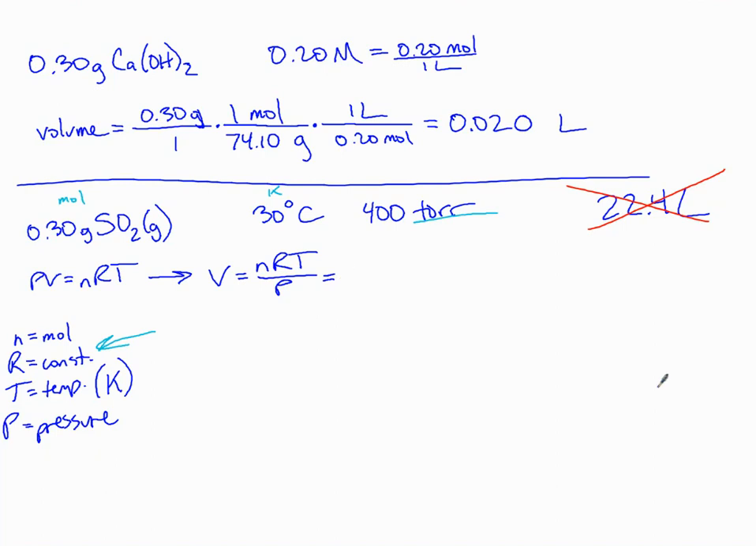You can put your calculations really however you want, but we can fit all of this into the formula. So for our section for N, for moles, we can do our 0.30 grams and change it to moles as long as we know the molar mass. So using our official AP periodic table, we've got 32.06 plus 16 plus 16.